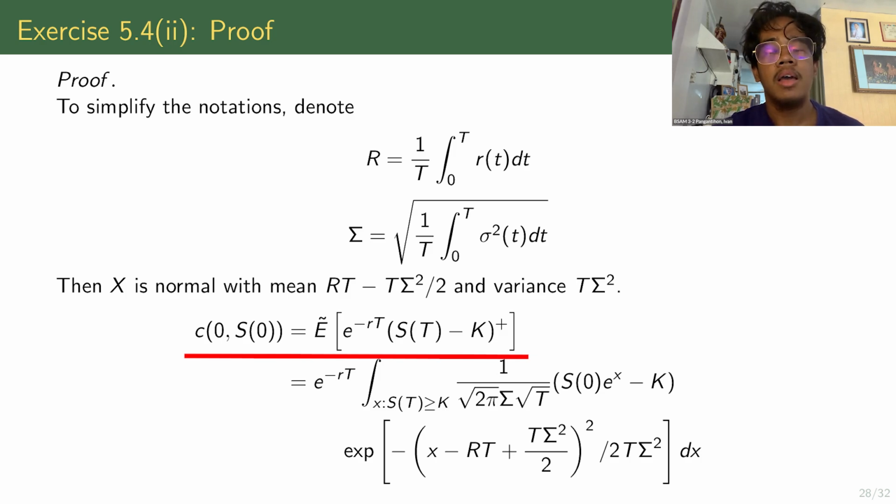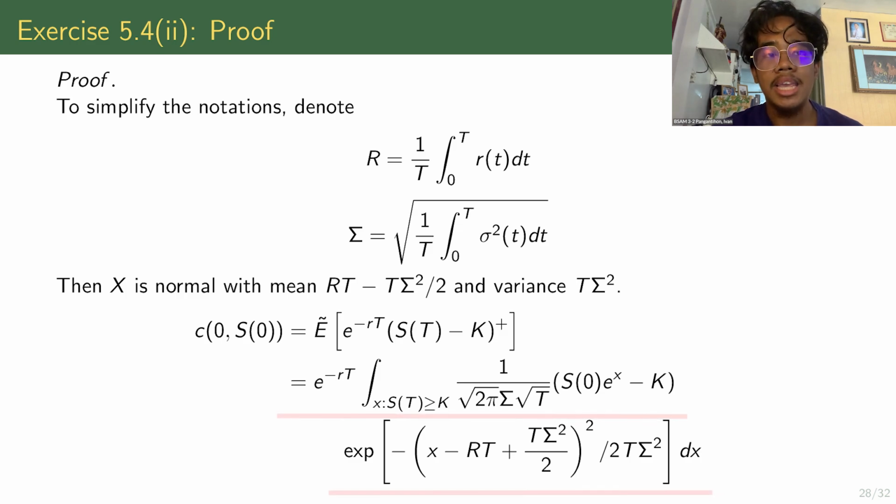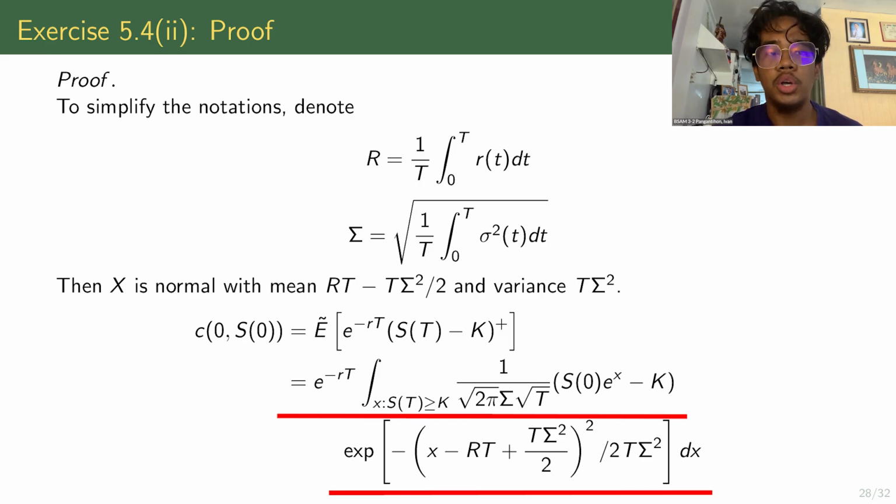Now, we can denote C of 0, S0 to be equal to E tilde multiplied by e raised to negative small r times T multiplied by the positive part of S of T minus K. And if we expand this, we can write this as e raised to negative r times T times the integral over the region of x such that S of T is greater than or equal to K of 1 over square root of 2 pi sigma square root of T, times S0 times e raised to x minus K, multiplied by the exponential function of negative x minus R T plus T sigma squared over 2, squared, all over 2 T sigma squared.